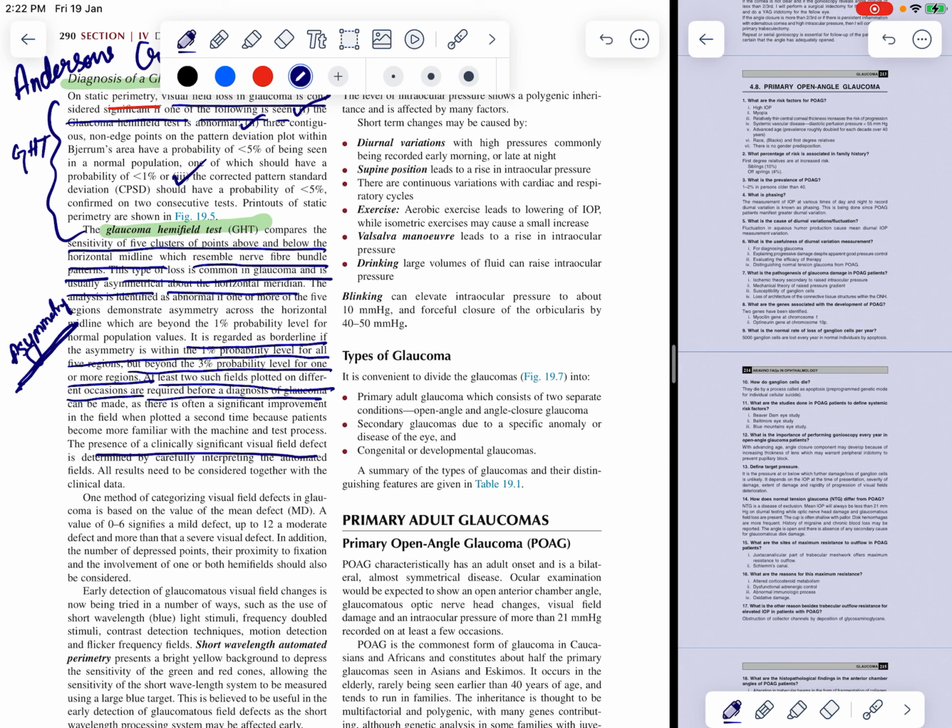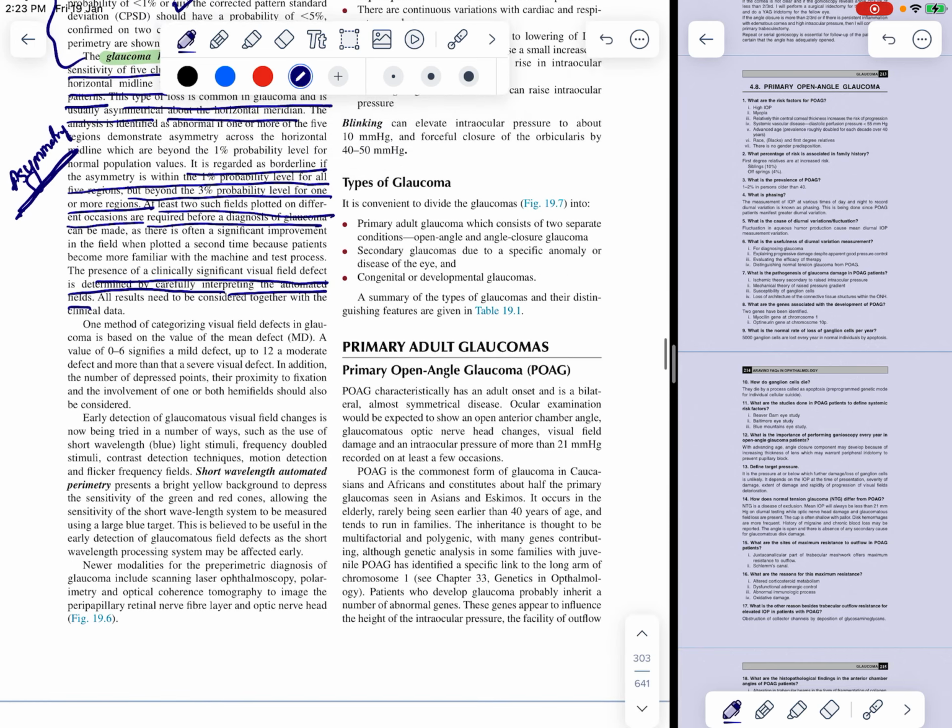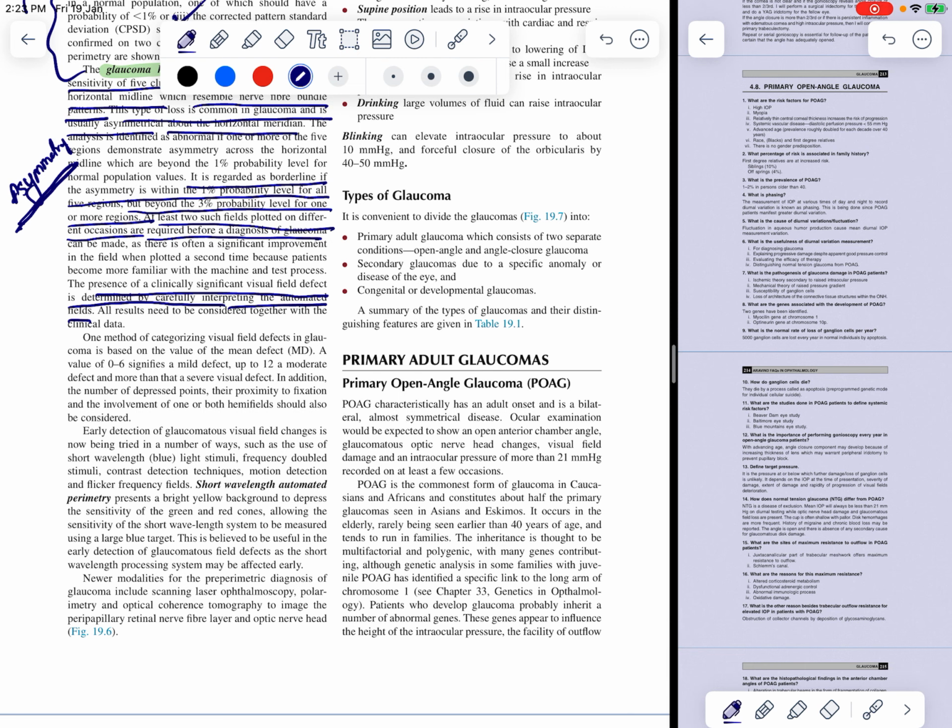Presence of a clinically significant visual field defect is determined by carefully interpreting the visual fields. One method of categorizing the visual field defects in glaucoma is based on the value of mean defect. There are many patterns. In total, we have 10 patterns for perimetry, which I'll be taking a separate class on. It will be easy for you. For now, just have it as rote learning. A value of 0 to 6 signifies a mild defect, up to 12 moderate, and more than that severe.